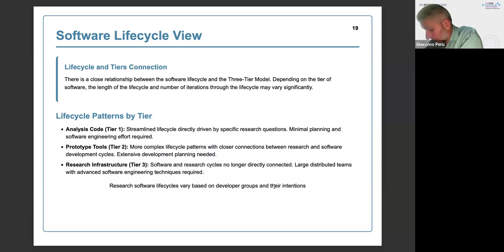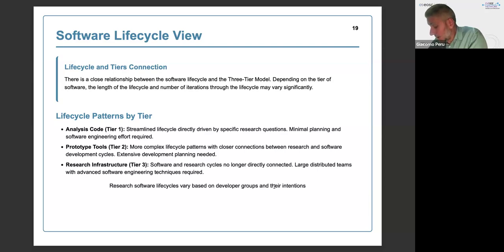Analysis code follows a streamlined lifecycle directly driven by specific research questions, requiring minimal planning and software engineering effort and limited documentation and testing. Prototype tools exhibit more complex lifecycle patterns with closer connections between research and software development cycles, needing extensive development planning to ensure alignment between software and research goals.